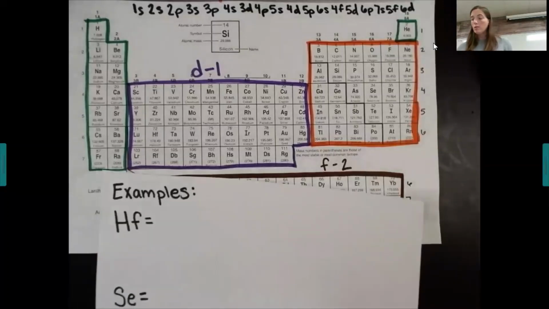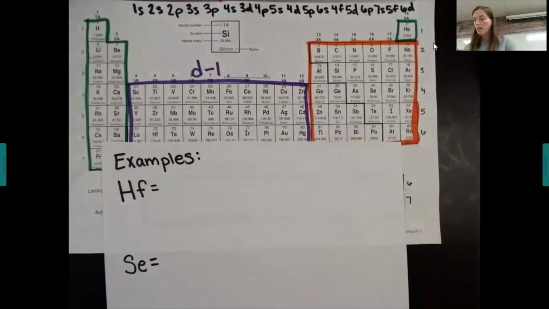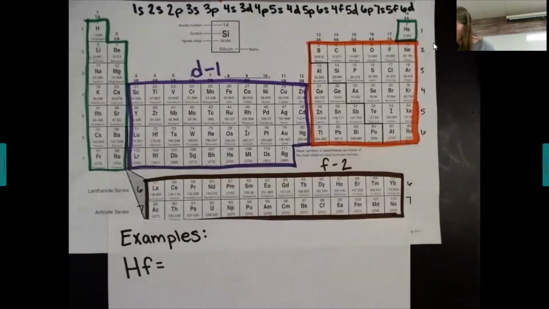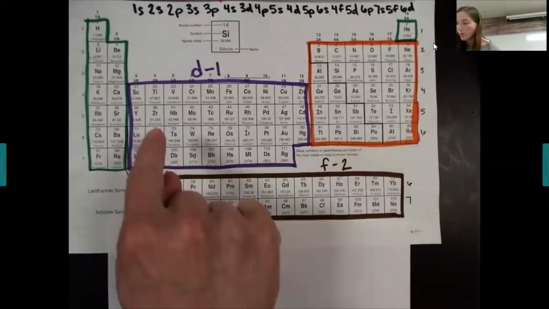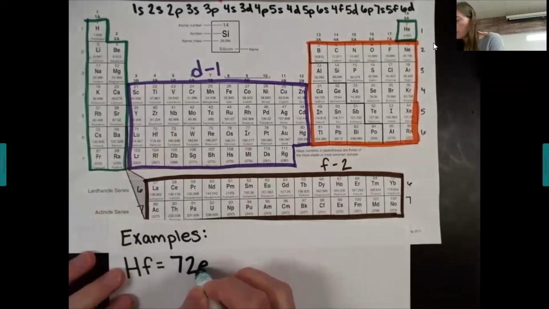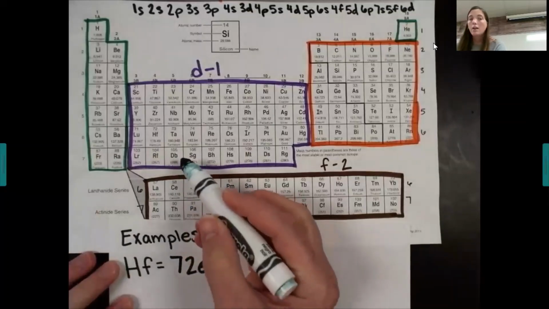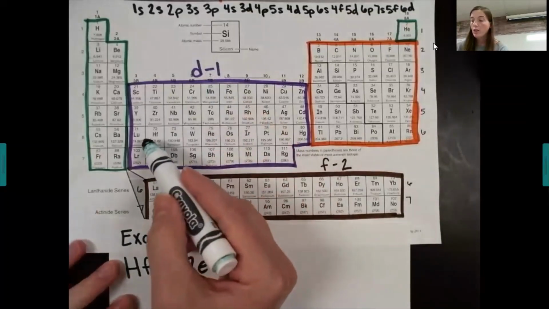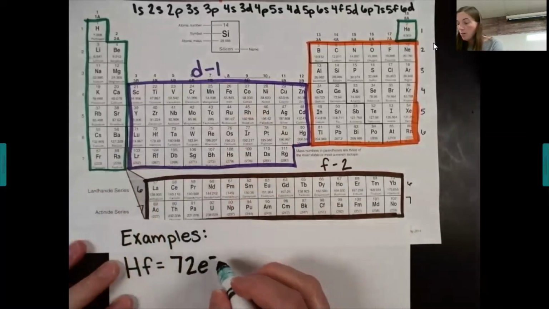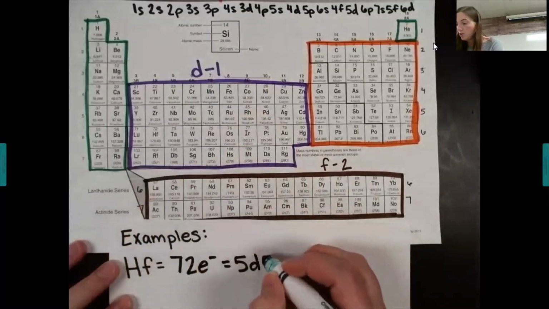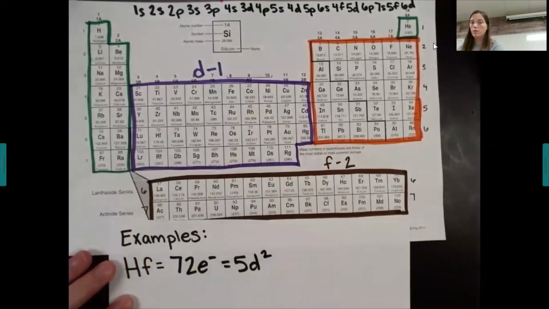Some more examples that we're going to do together. Next is Hf, and when I wrote this down, I forgot to write down the atomic number so I could find it faster. Here we are, 72. So it has the atomic number of 72, which means it holds 72 electrons. This is in the D block, and remember, D block is 1 off the period. So 6th period, it's going to make this 5d2, because it's the 2nd one over.